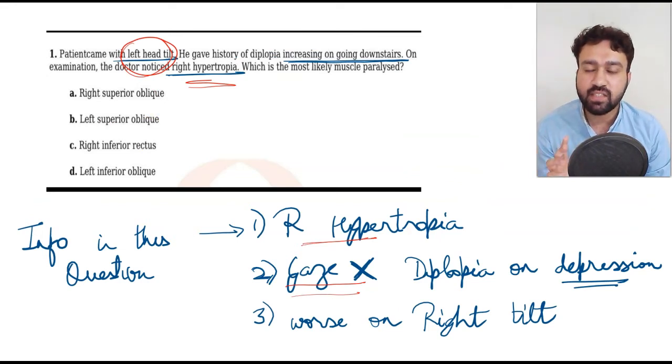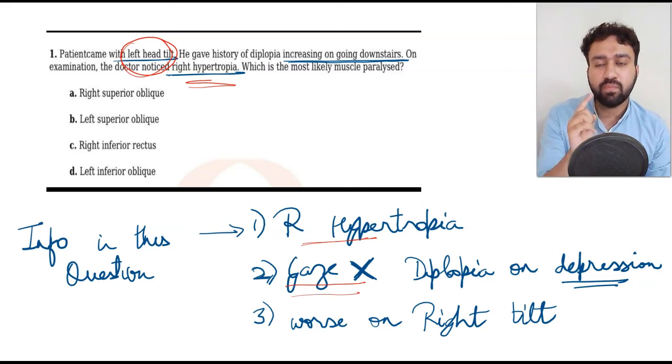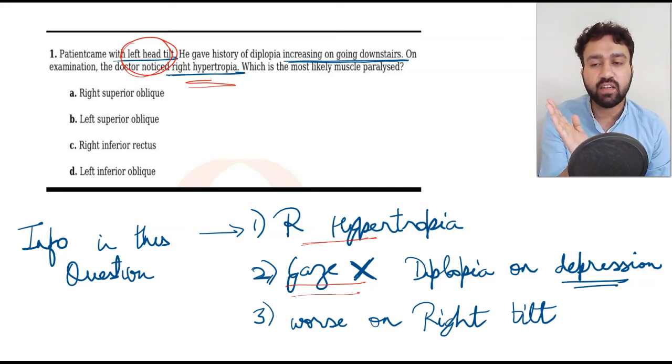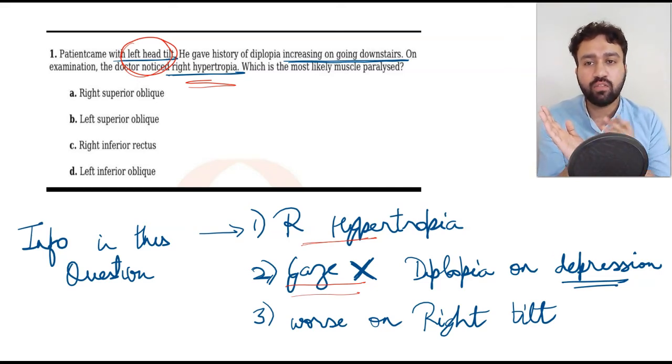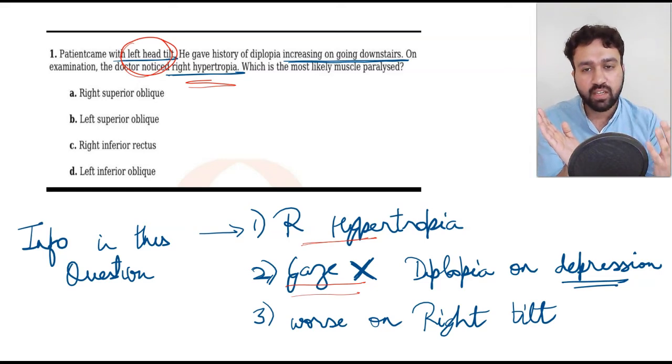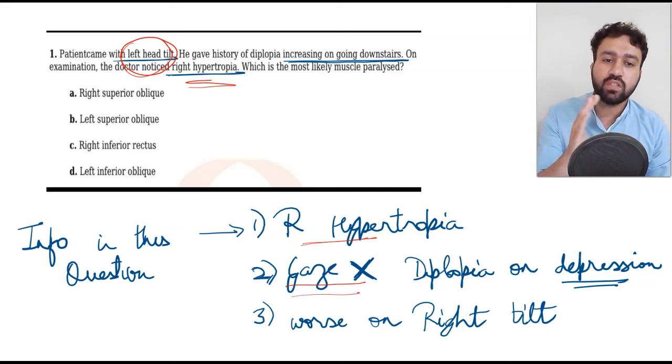Now the third point is that the patient has a left head tilt. What that means is that the patient is maintaining a left head tilt so that he does not experience diplopia, right? So if there was a right head tilt, his diplopia would be worse.